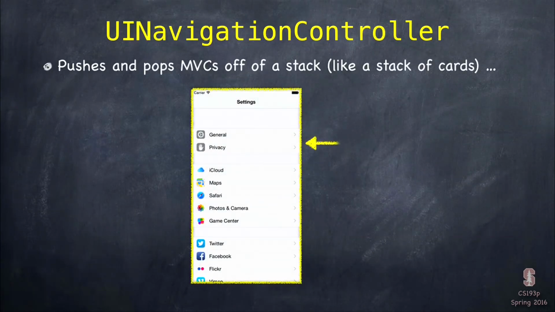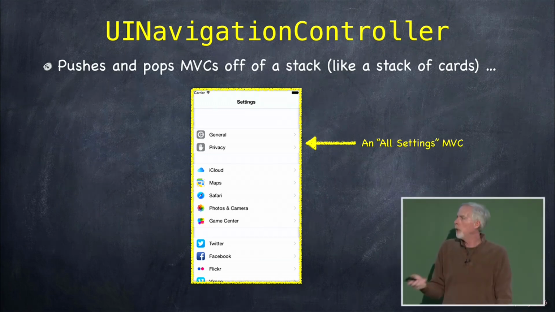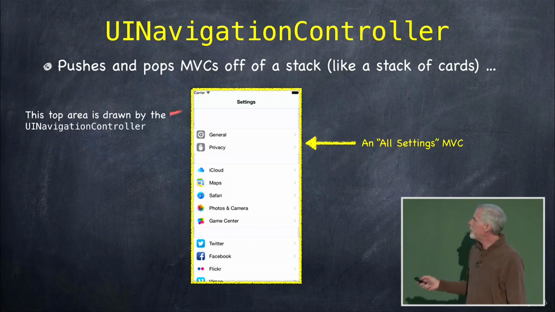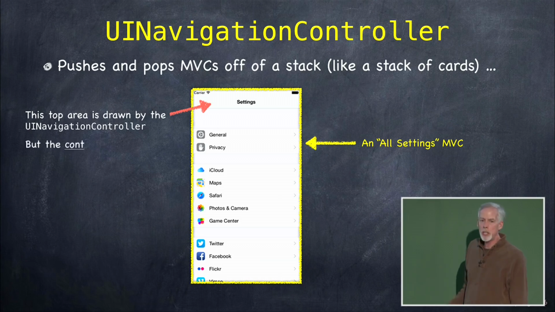Navigation controller. A navigation controller is like a stack of cards, where each card is a different MVC. Here I have an all settings MVC inside of a navigation controller. This navigation controller is responsible for drawing the title bar at the top, where it says settings, but it's not responsible for the actual contents. That word settings is determined, just like in the tab bar situation, by this MVC.